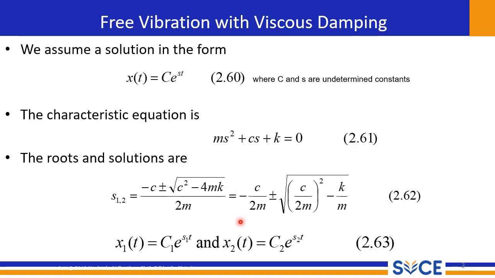So we have two solutions, x1 of t equal to C1 e to the power of s1 t, and x2 of t equal to C2 e to the power of s2 t. The general solution is a linear combination of these two solutions.